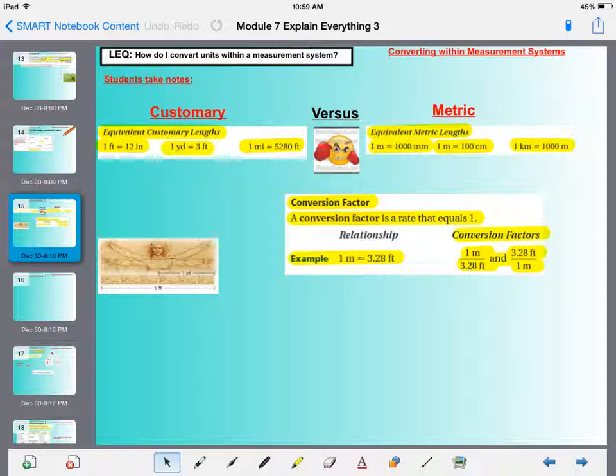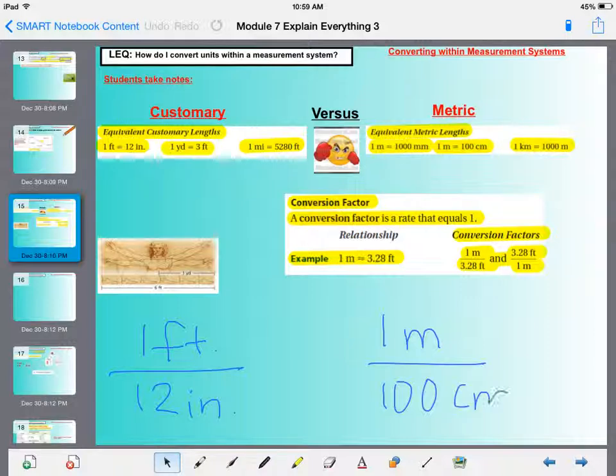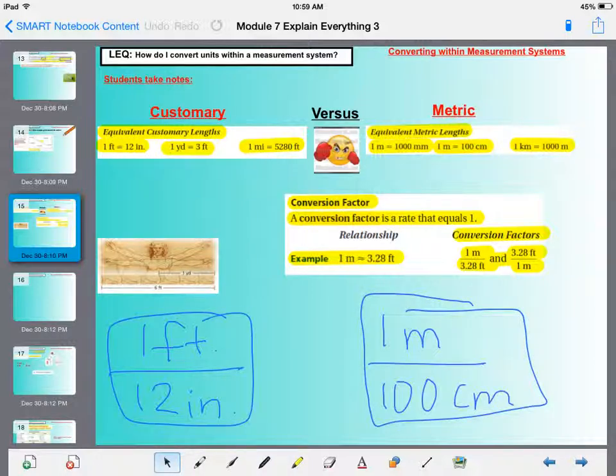In Module 7, we also talked about customary versus metric measurements, and we talked about customary being the system that we use in the United States, whereas in other parts of the world they use the metric system. And so in this lesson, we talked about conversion factors, and how a conversion factor is just a rate that equals 1. So for example, if we're talking about customary measurements and the ones that we use in the United States, a conversion factor would be 1 foot is to 12 inches because they equal 1. If we were talking about the metric system, for example, we would say 1 meter is to 100 centimeters. And so these are conversion factors because they are rates that equal 1.